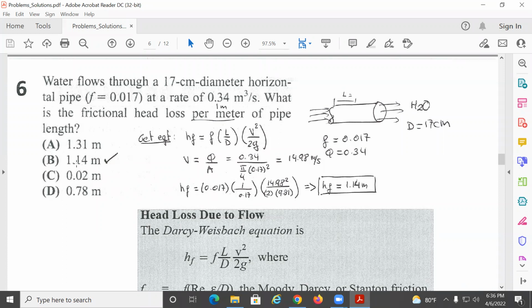So really the answer should be 1.14, and not 1.14 meters as they put over here, because they ask you to find this per meter of pipe. Anyway, I think that I put the 1 in order to match the units, but if you ask me, I would have divided here by L. Anyway.